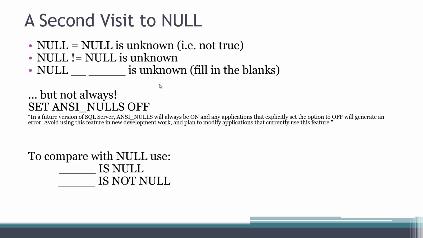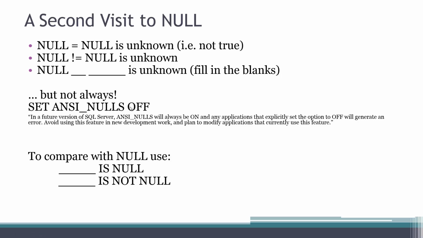And that's because of a setting called, it's not because of the ANSI null setting. Yeah, it is because of the ANSI null setting. I was thinking ANSI defaults. So there's a setting called ANSI nulls, and that is by default set to on. If you set this setting to off, set ANSI nulls off, then nulls can be compared with other nulls.